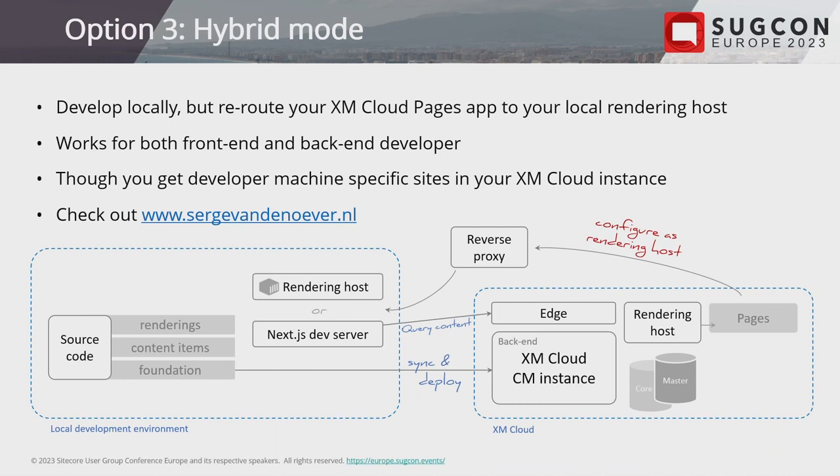But in this scenario, you have to create a development environment within XM Cloud and then create a website for each developer, because obviously a rendering host is targeted to a specific machine. But in that way, either being a front-end developer or a back-end developer, you can work with your local rendering host or Next.js dev server to actually update your renderings and see the changes in XM Cloud directly.